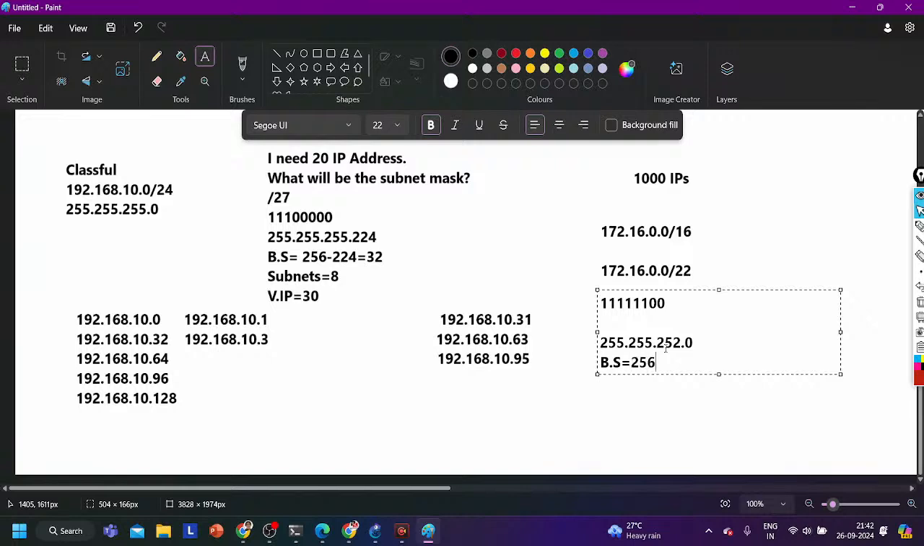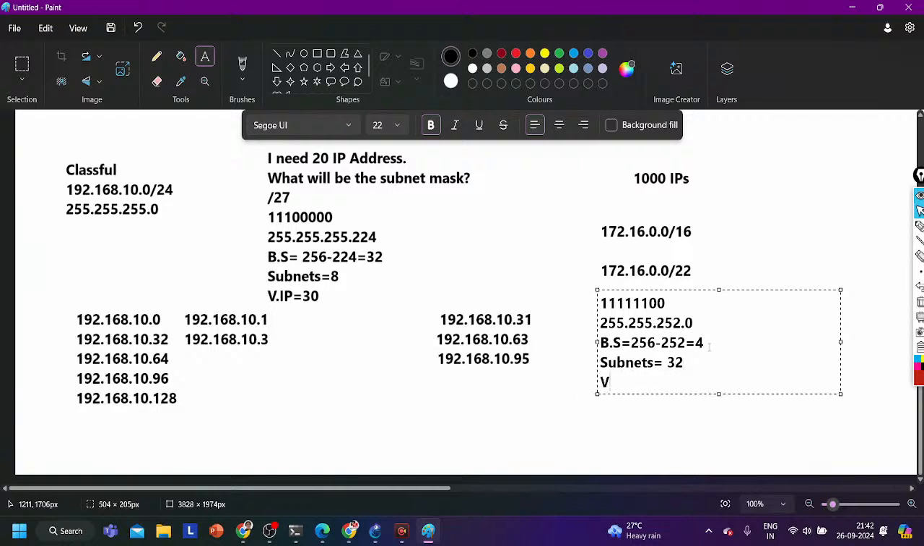256 minus 252. What value do you get here? 4. 4 is the block size here, right? Number of network subnets: how many bits have you borrowed? 5. So 2 to the power 5 means 32 networks are there, right?